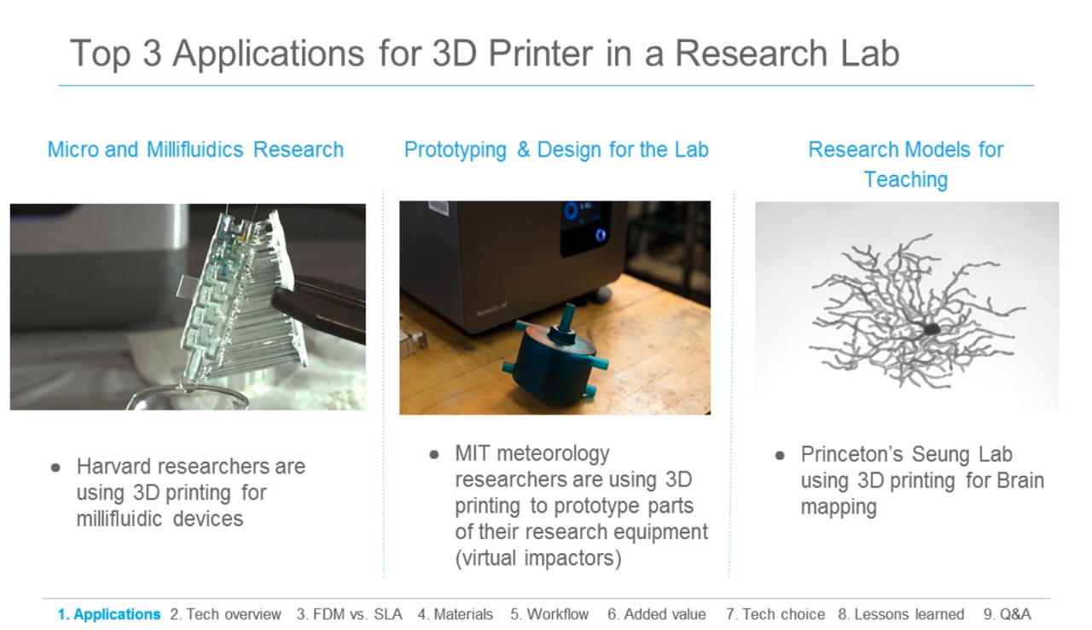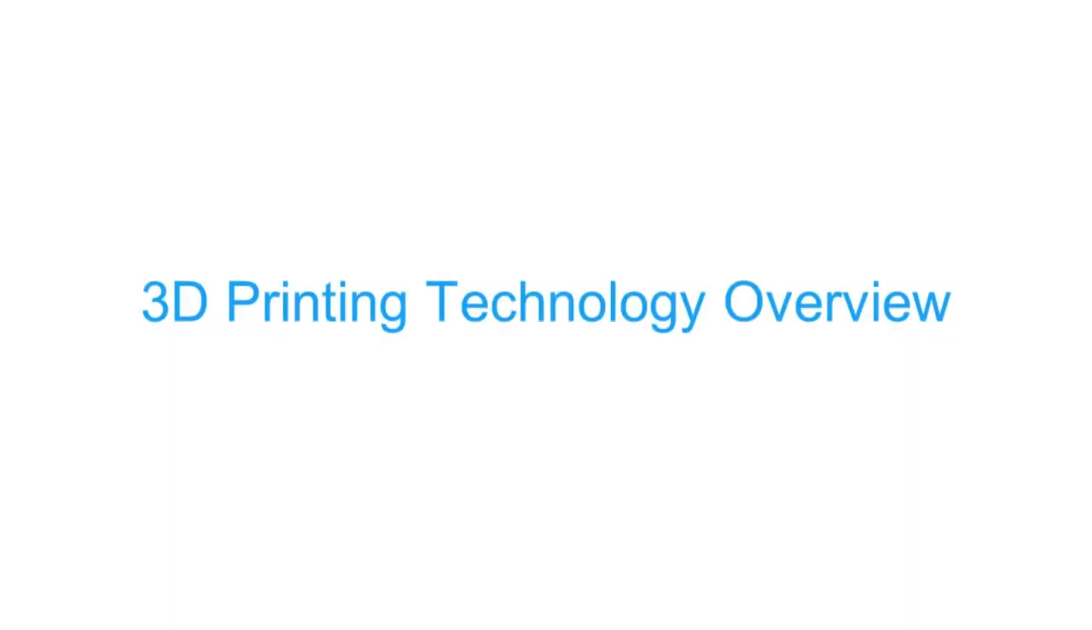For example, MIT meteorology researchers are using 3D printed prototype parts to create virtual impactors to separate ice crystals and droplets for testing. And the third one there, research models for teaching. For example, at Princeton Sung Lab, they are using 3D printing to explore neurons and using 3D printed models to provide a fuller understanding of their complex structure.